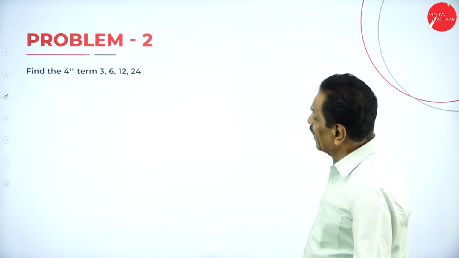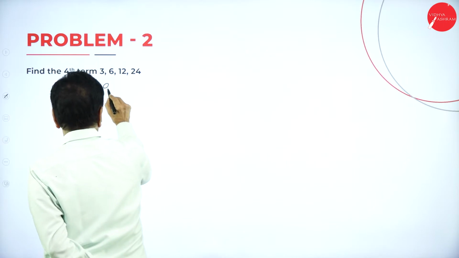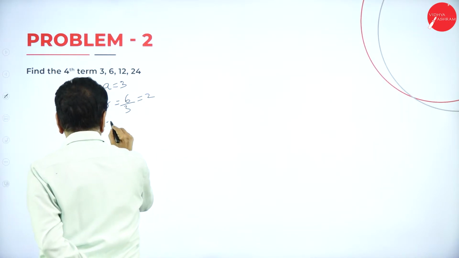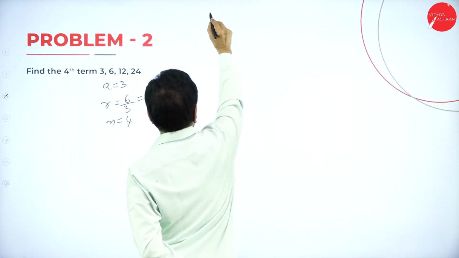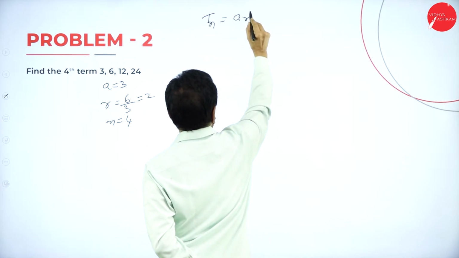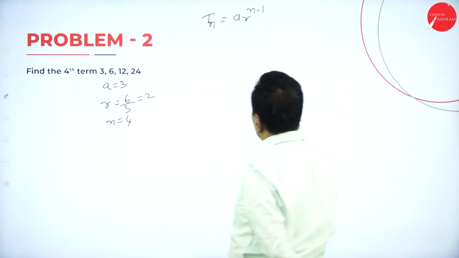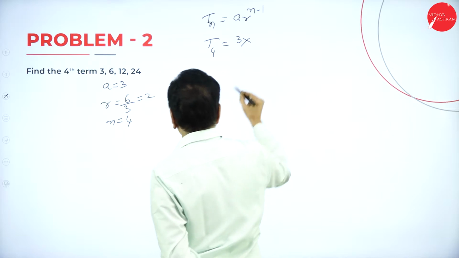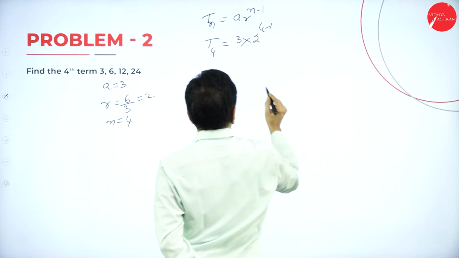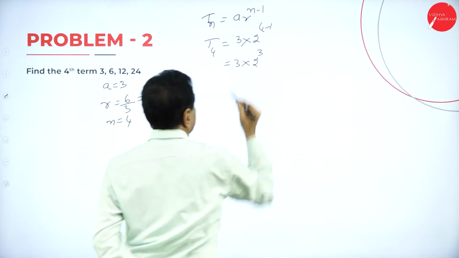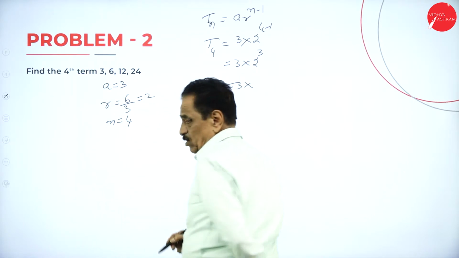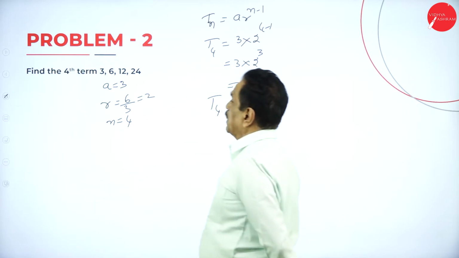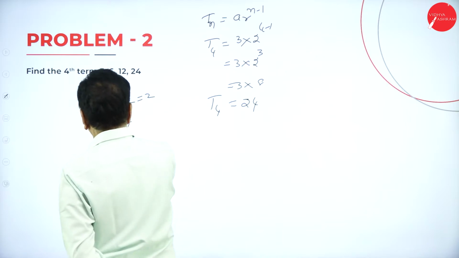Then, find the 4th term of the series. A is 3, R is 6 divided by 3, which is 2, N is 4. So Tn is equal to Ar to the power of n minus 1. T4 is equal to... what's your A? 3. What's your R? 2, to the power of 4 minus 1. This is 3 into 2 cubed. 2 2s are 4, 4 2s are 8. This is 24. T4 is 24. The fourth term is 24.